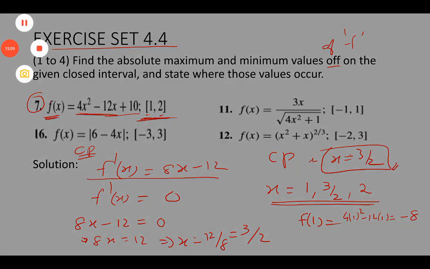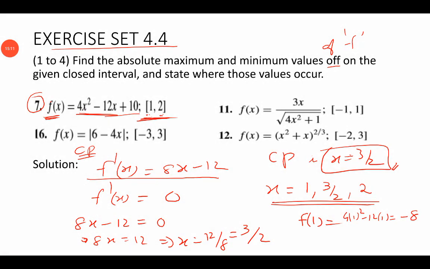Actually I have substituted in the wrong place. The function is different. The function is minus 10. See, 4 into 1 square minus 12 into 1 plus 10. There is a 10 as well. I missed the 10. So this is 14 minus 12, which is 2. F of 1 is 2.